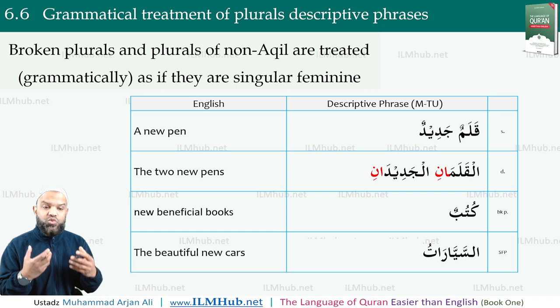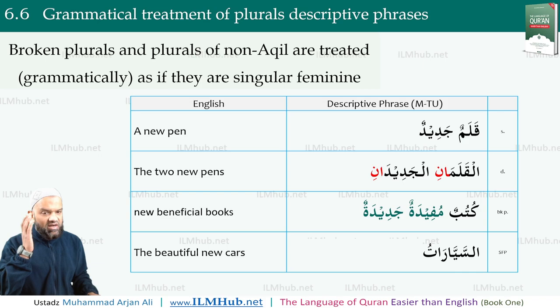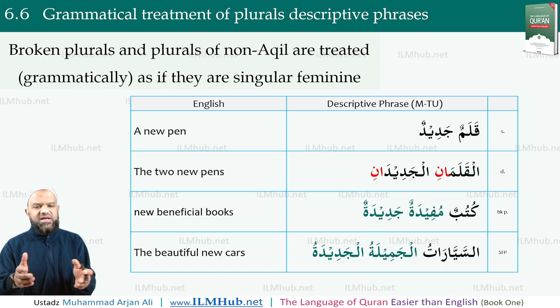But new beneficial books. So it's no al there. So kutubun, and we have mufidatun, has to be singular feminine. Mufidatun, jadidatun. And of course, cars, as-sayyaratu, is of course cars plural, but it is non-aqil, neither angel, jinn or human. So it will be al-jamilatu, al-jadidatu. So the beautiful new cars are as-sayyaratu, cars, and then everything else is singular feminine, the descriptions coming forward.